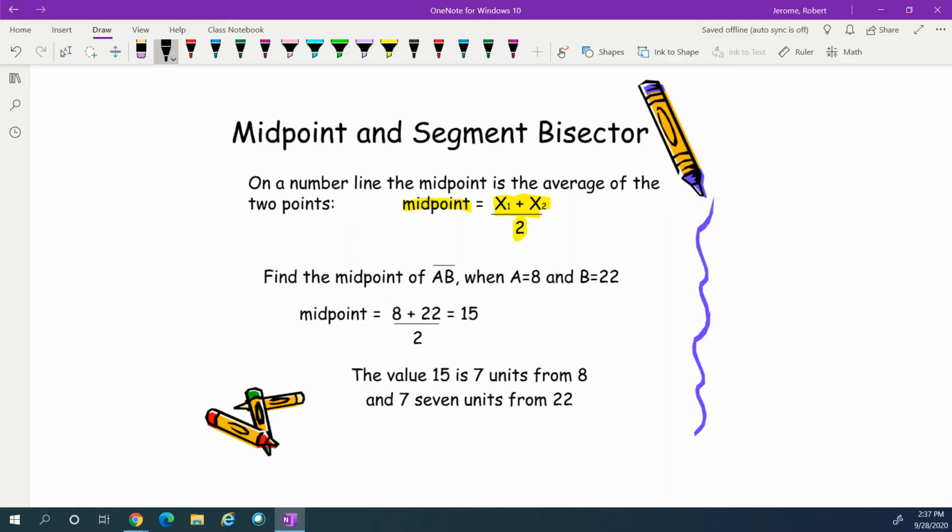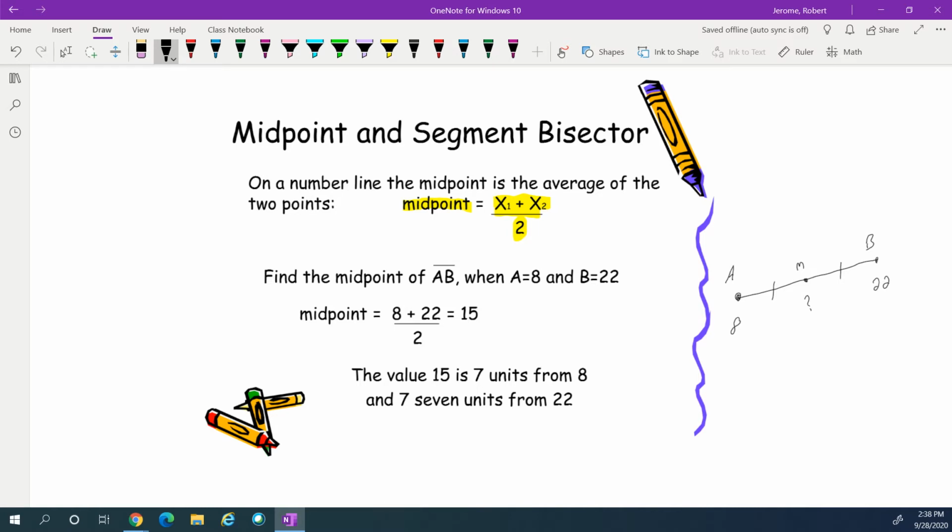So we're asked to find the midpoint of segment AB. I might want to draw segment AB just to get a visual, where A is at 8 and B is at 22. We are looking for the midpoint. So we are looking for that value right there. I'm going to call it M. That makes AM congruent to MB. So we're looking for the number exactly in the middle.